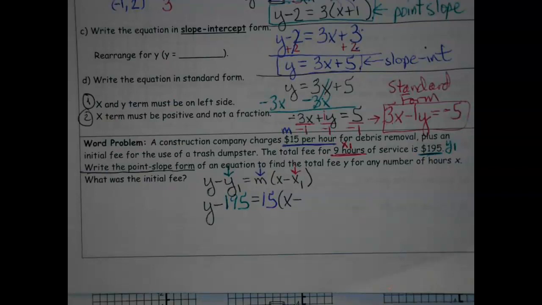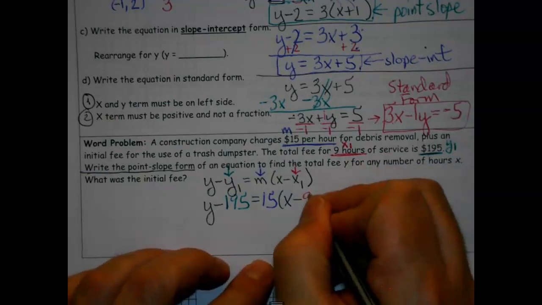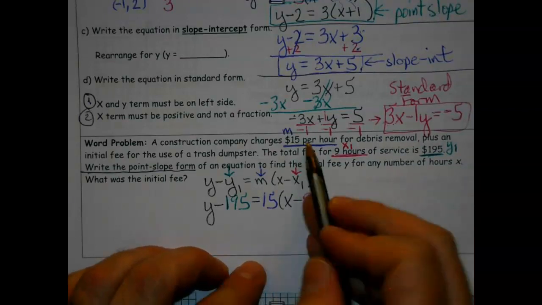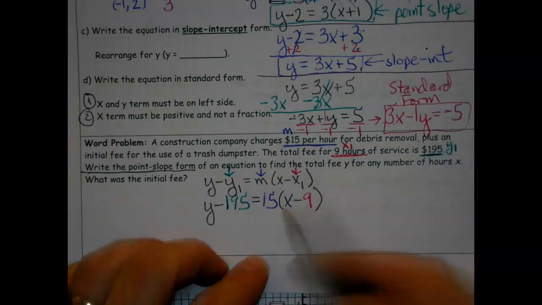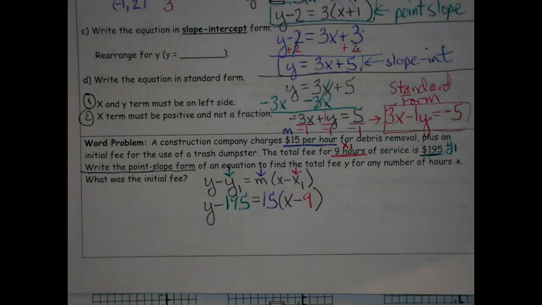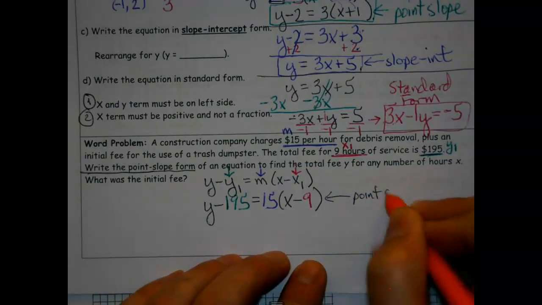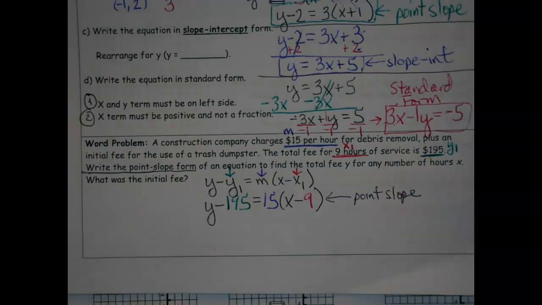Minus 9 hours of service, my x1. So you notice I'm color coordinating, I'm making sure things are getting plugged into spots. So if I was asked for the point slope form, again, if that was the whole thing, I'd be done. But it's not this time. We're supposed to find the total fee for any number of hours. What was the initial fee?